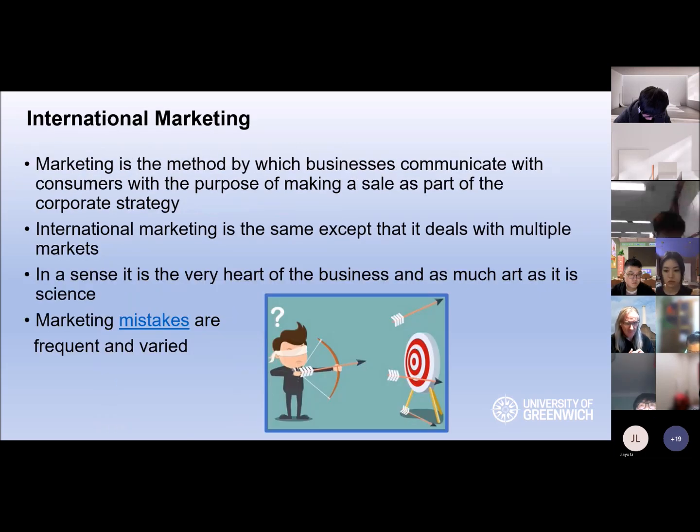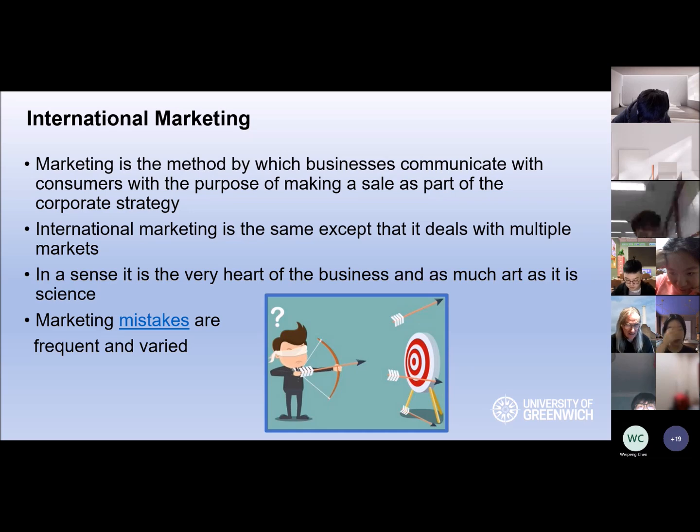So what is marketing? Marketing is a method by which businesses communicate with consumers about the product or the service with the ultimate purpose of making a sale to that consumer, converting them into, therefore, a customer, and doing all of this as part of the corporate strategy. Why am I emphasizing corporate strategy? Because simply selling to a customer like a salesperson does is sales, not marketing.